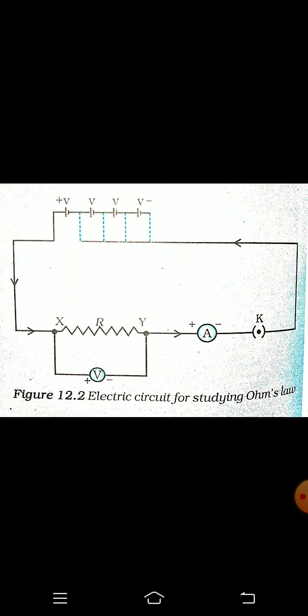Then we have to note the reading in the ammeter. This means when we keep one cell and switch this on, there will be some reading shown in the ammeter. Right, so we will note that reading. At the same time we have kept a voltmeter between the 2 ends of the wire. Which ends of the wire? X and Y. Between them we have kept the voltmeter, so it will show a reading in the voltmeter also. So we have to note those readings.